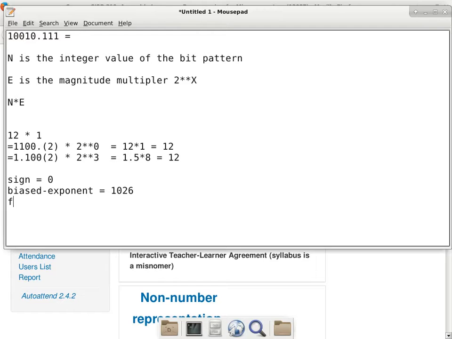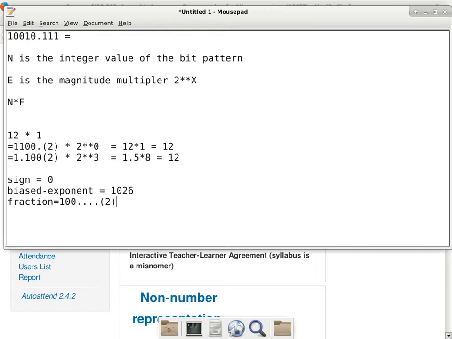And then the fraction part, the fraction of the mantissa, would be 100 and a whole bunch of other zeros in base 2. Okay, so I'm now converting the number pretty close to the entire binary representation, but it's in different parts at this point. Okay, we have components.